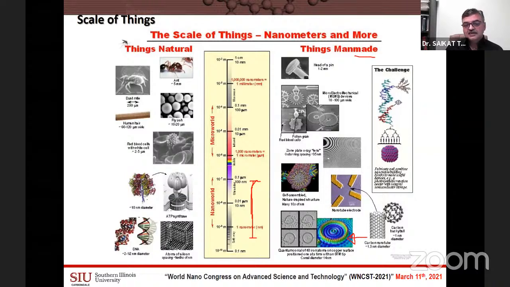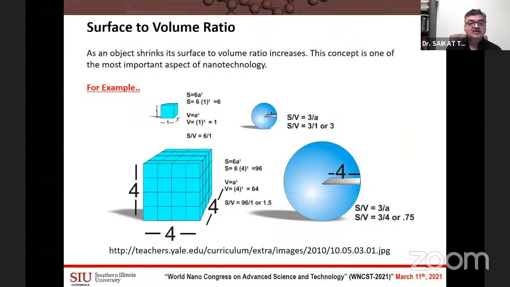Now, what does this do to a material? When you start with a bulk material and you start breaking it down, one of the key properties that it brings in is your surface to volume ratio. This is a very simple routine: if you have a cube which has 4 unit side and you break it up into small cubes, you are exposing the surface area that is hidden inside the bulk.